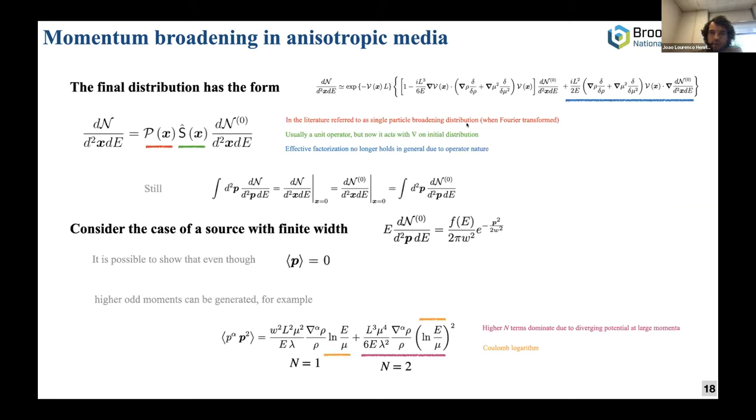Now let me just explain what the properties of this final distribution that you get are. As I mentioned, the first term is just the usual isotropic distribution, and then there is a bunch of corrections which have to do with the anisotropy. In general, this distribution takes this form. So this first term is what you always get in isotropic media, and when you Fourier transform it to momentum space, it can be interpreted as the momentum broadening distribution, which tells you essentially what is the momentum accumulated by particles due to the interactions with the medium. And this operator here is just the unit operator. When you have anisotropies, there are corrections to this term, but also there is some non-trivial operator which connects the final distribution with the initial distribution of particles, which breaks this naive factorization that we have in isotropic matter.